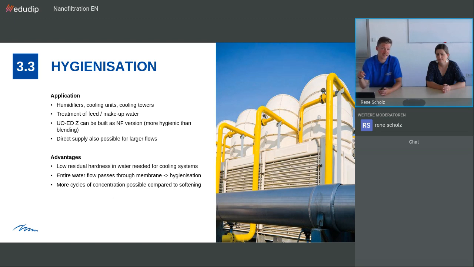This is because in the application you usually need some residual hardness, so you have to blend the permeate with some feed water again. This results in the things that you removed with the membrane being put in again with the blending. So it's better to have the nano. Also, you have more cycles of concentration with the cooling towers. Exactly. If you use conventional softening, maybe you have 3 to 4 cycles. If you use nanofiltration and also remove quite a bit of salt, probably you can use up to 7 to 10 cycles.